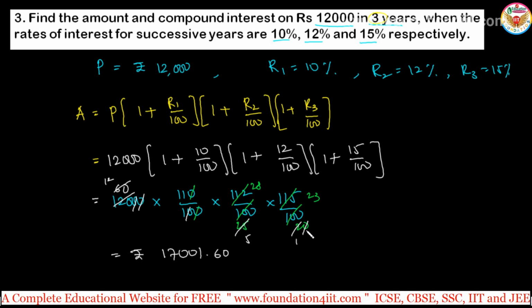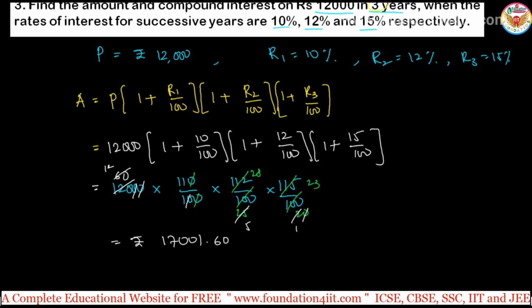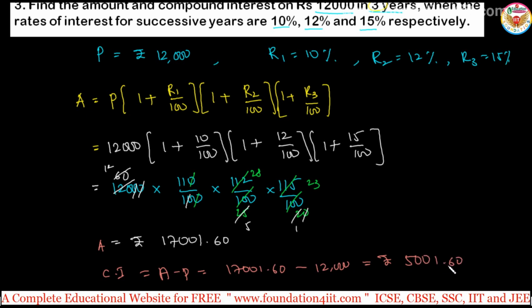Based on this, you can find out the compound interest. So this is the amount. Compound interest is amount minus P. 17,001.60 minus the principal amount, which is 12,000. Just calculate this: rupees 5,001. So approximately rupees 5,000. So the accurate answer you can find out by only this calculation, which is important.